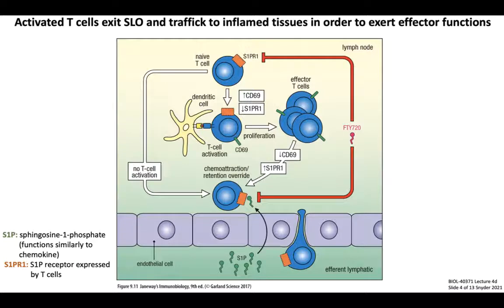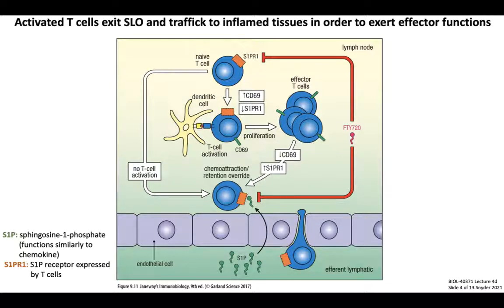Once T cells are primed, they then need to leave the lymphoid organ and traffic to infected tissues where they can exert their effector functions. This process involves a chemotactic lipid called sphingosine 1-phosphate, or S1P, that's shown here in the diagram in green. S1P is present in high concentrations in the efferent lymphatic vessels, which again are the vessels that exit the lymph node and allow cells to re-enter circulation. S1P levels are low in the lymph node tissue itself, so therefore an S1P gradient is established within this lymph node.